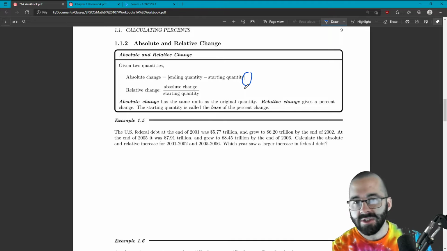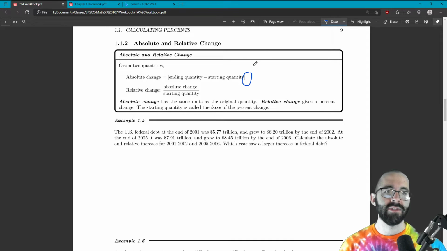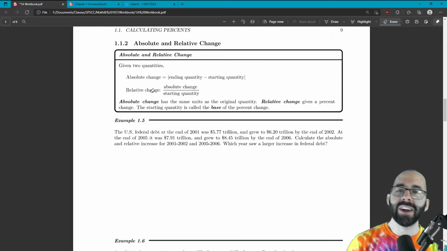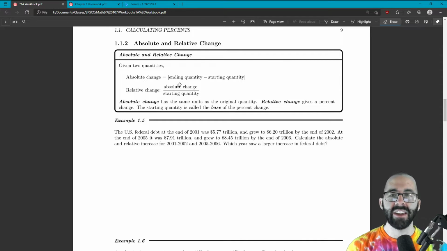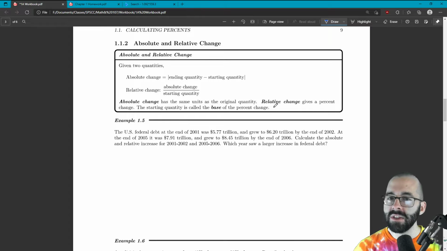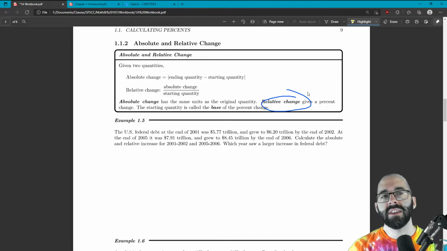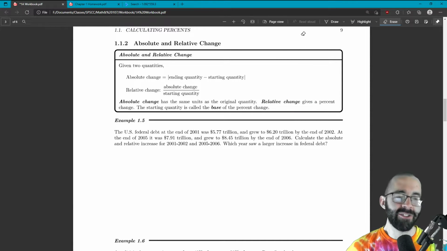These absolute value signs just make something positive. And then relative change is just, okay, let's find that absolute change first and then divide it by the starting amount. Sometimes relative change is also used as percent change, because this is going to give you a decimal right here. So if we have a decimal and we convert it to a percent, then we get the percent change.